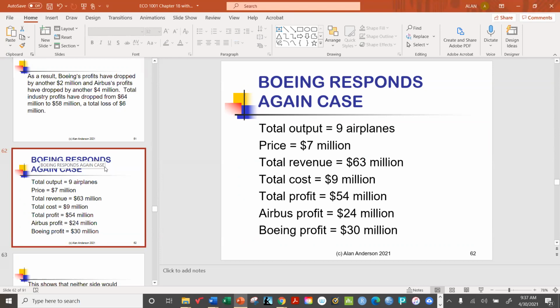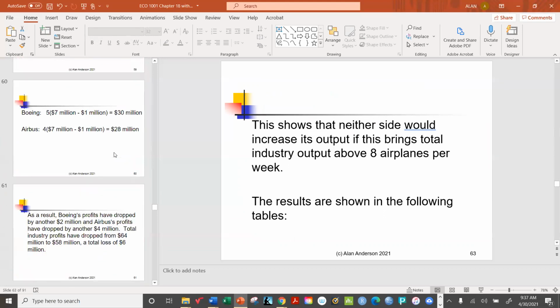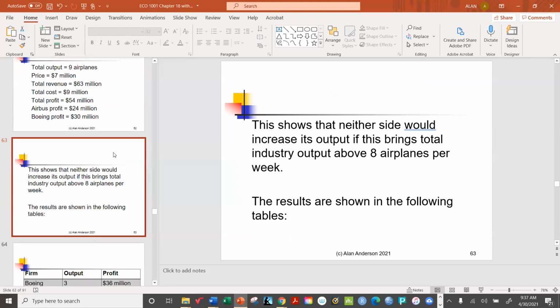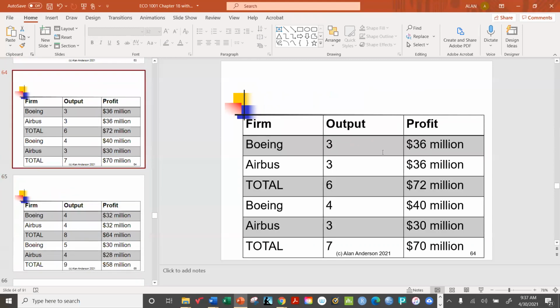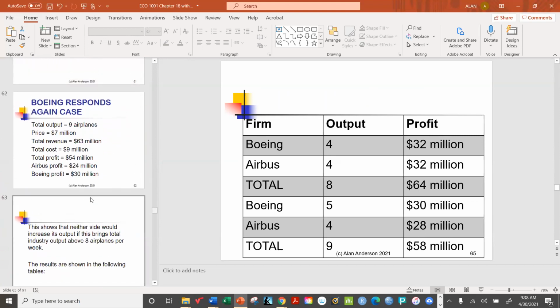So now, because this is all a lot of details, I've put this all together in a nice little chart right here, so you can keep track of it all. So initially they each made 3 planes, and these are their profits. Then when Boeing went up to 4, you can see what happened. They gained and Airbus lost. And then when Airbus responded, Boeing's profits went down, Airbus went up. But if we go past that point, both of their profits just dropped. All right. And that's, of course, exactly what we don't want to see.